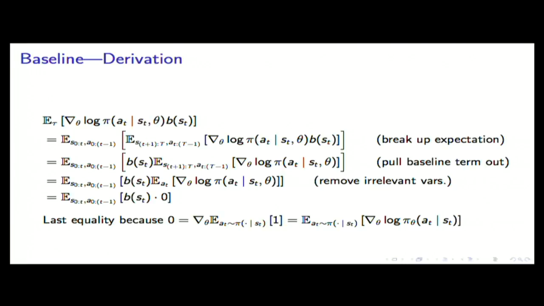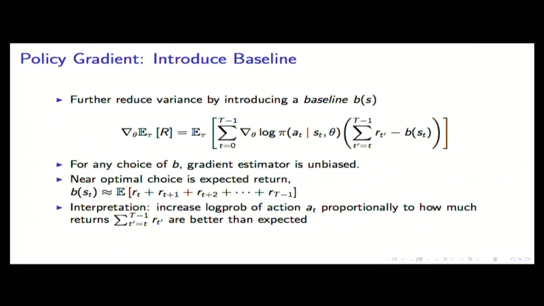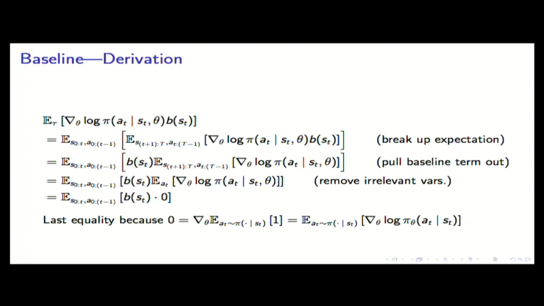Recall the policy gradient formula. We have an expectation over trajectories, a sum over time steps, and a sum of returns minus baseline. I claimed that this baseline doesn't affect the expectation. You can set the baseline to whatever you want and it's not going to affect the expectation; it'll just change the variance. That's the claim I made yesterday. Here's the derivation for it.